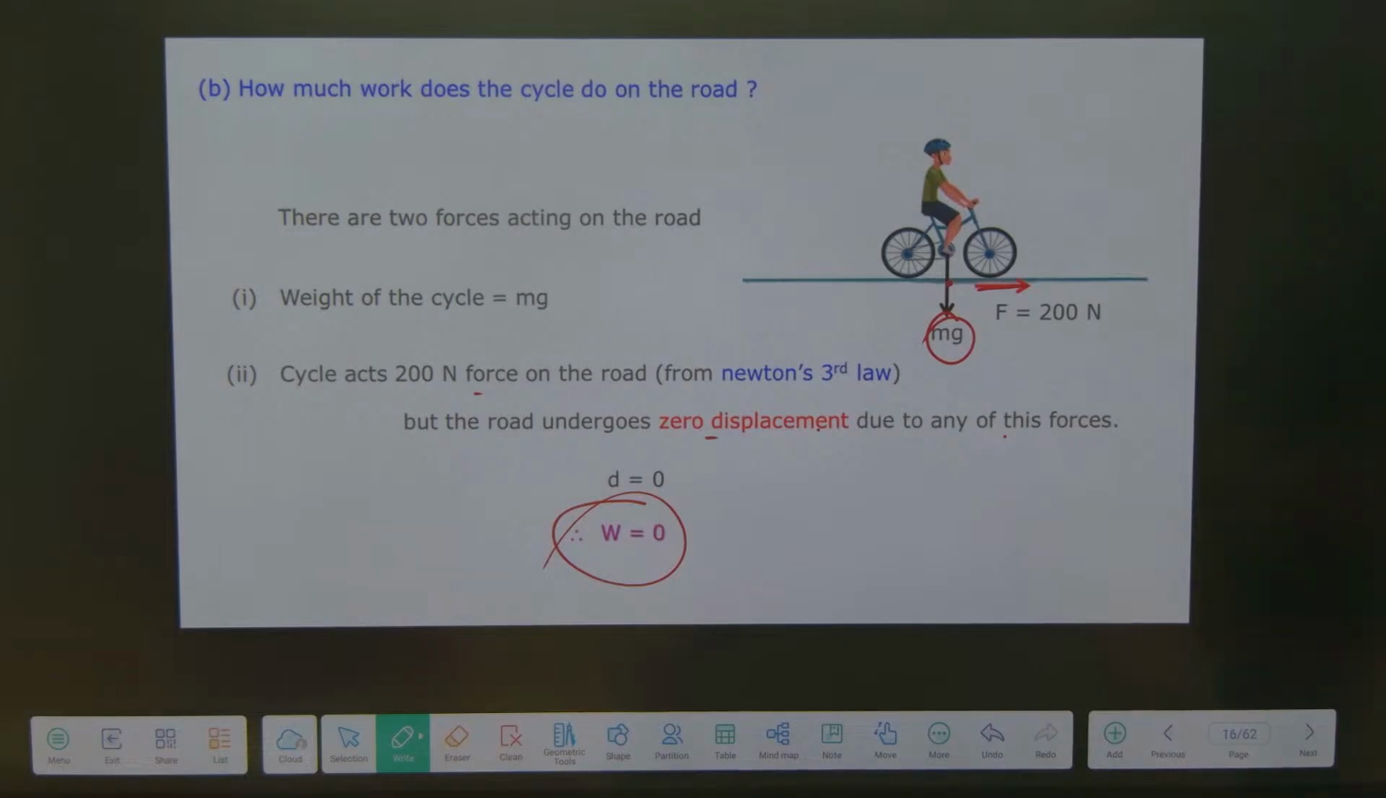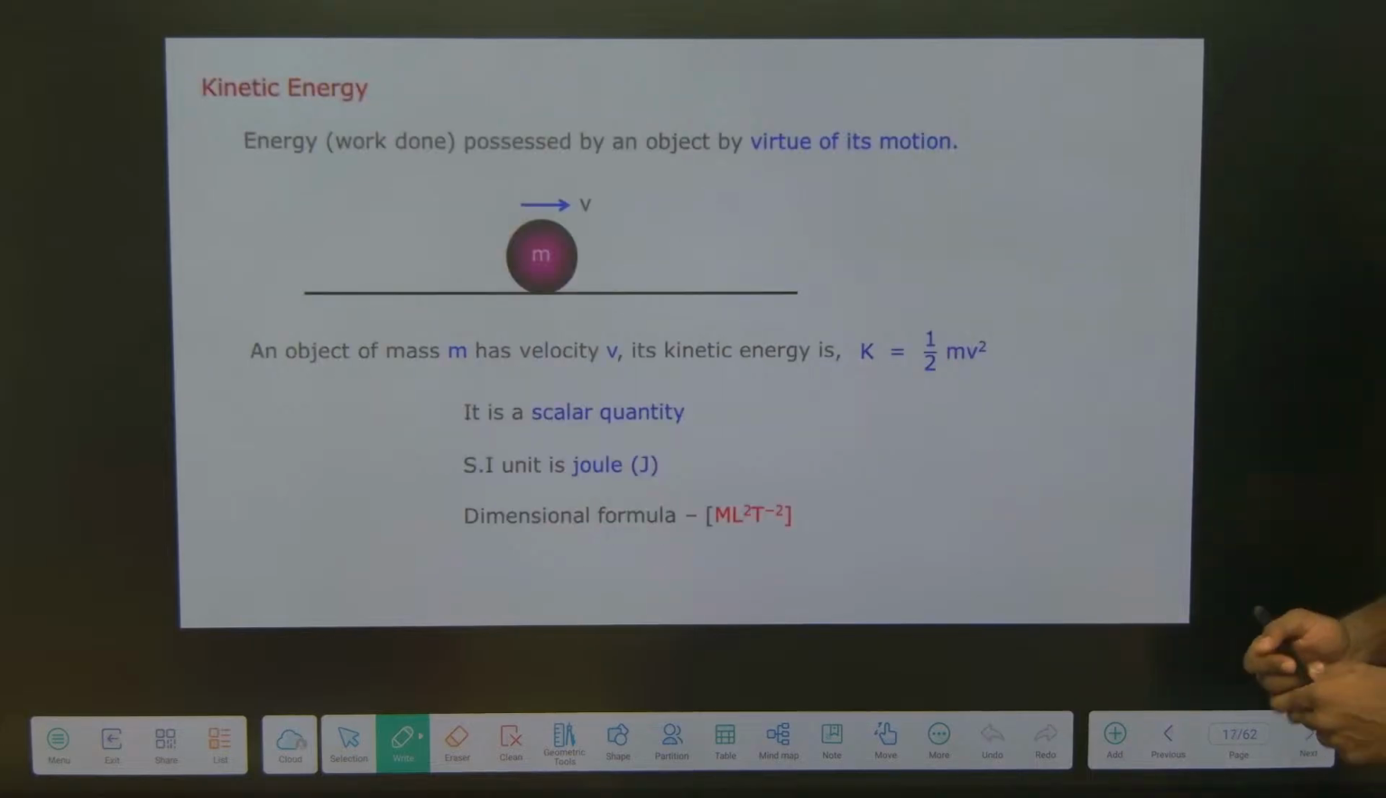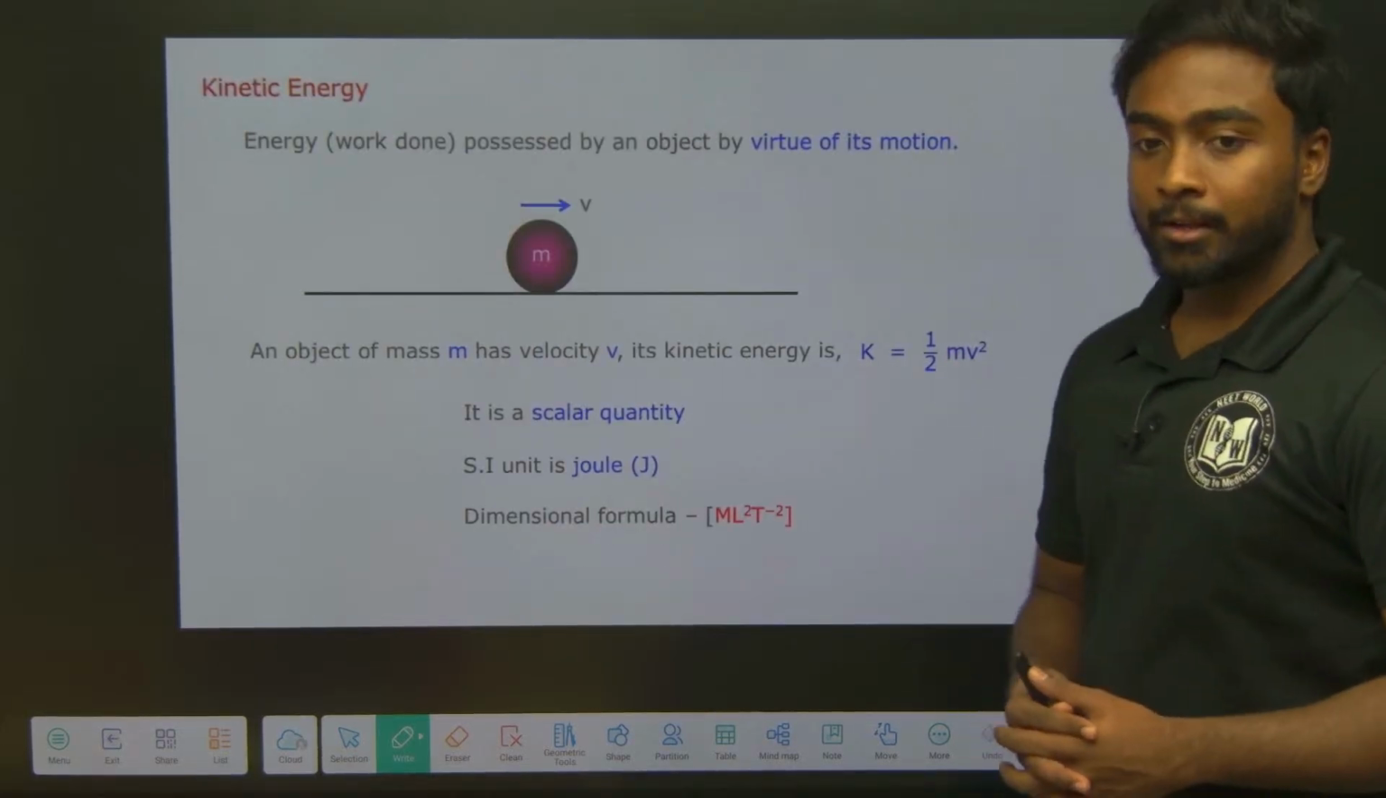Can you go for the next one? Yes. Okay. So the next topic is kinetic energy.